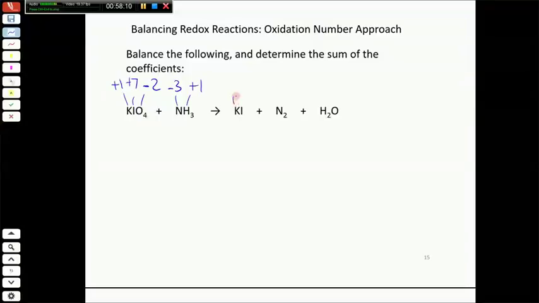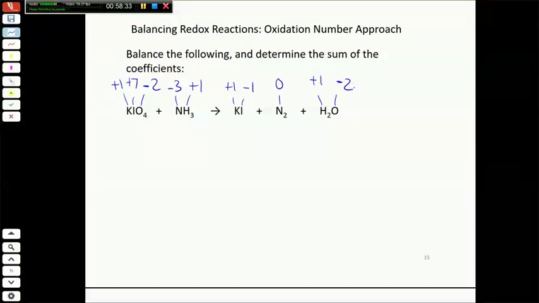On the product side, we have KI. This is just a simple ionic compound, so it's going to be the charges, which are +1 and -1 for potassium and iodine. Potassium is group 1, iodine is group 7, so +1 and -1. N2 is an element, so we can quickly identify it as 0. And then water, +1 and -2. We've seen that in all these examples.